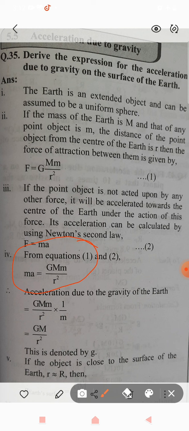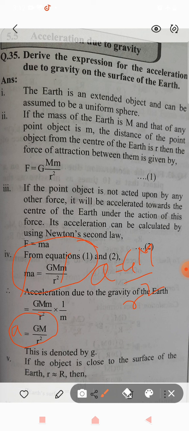If you observe both sides, then what will happen? Small m will get cancelled. And what are we finally getting? We are getting small a is equal to GM upon r square. This is small a is equal to GM upon r square.